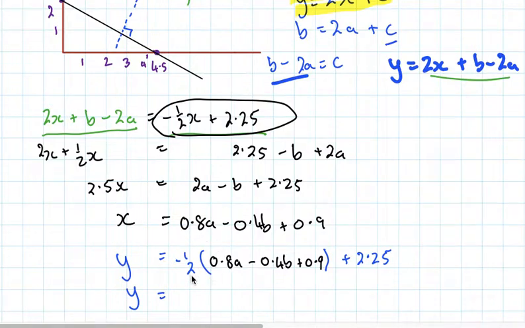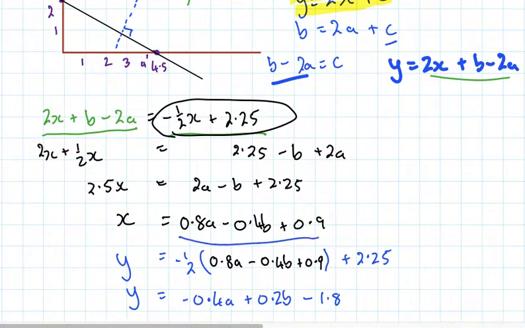So here I'm using my formula, this one here, and I'm putting in the x value. This bit here is what I'm putting into my formula, and I am going to get negative 0.4a when I multiply by negative a half, plus 0.2b minus 1.8. There's our x and our y.